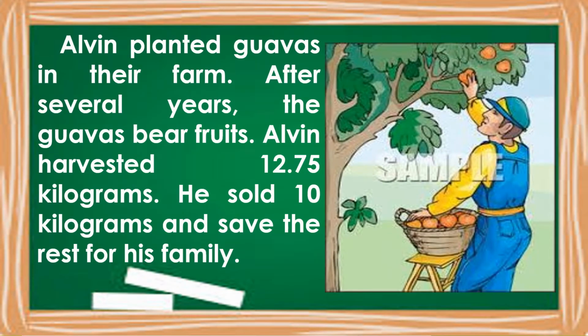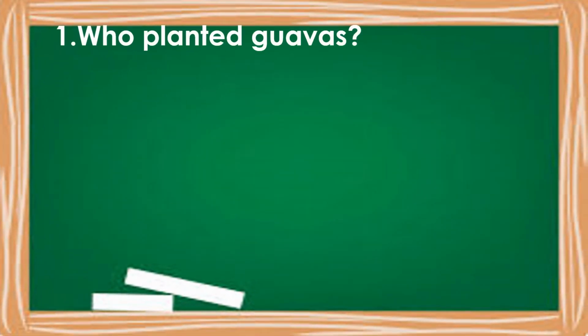Alvin planted guavas in their farm. After several years, the guavas bear fruits. Alvin harvested 12 and 75 hundredths kilograms. He sold 10 kilograms and saved the rest for his family. Let us answer the following questions.